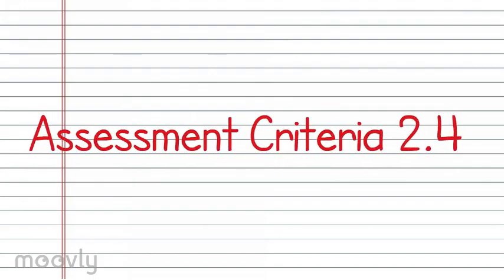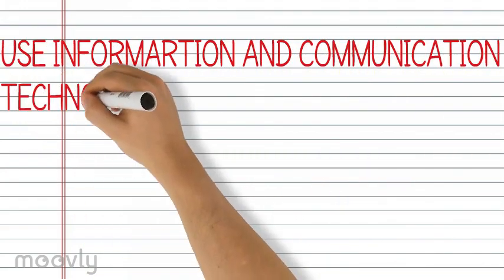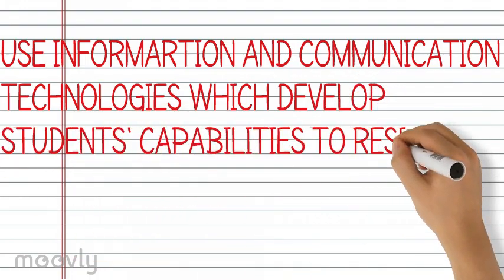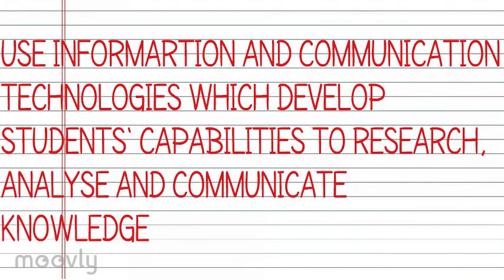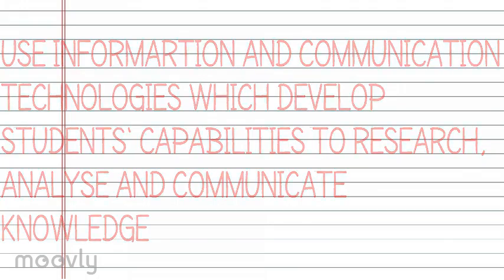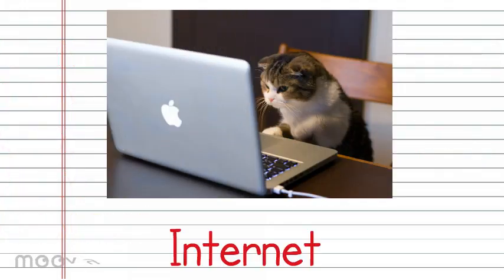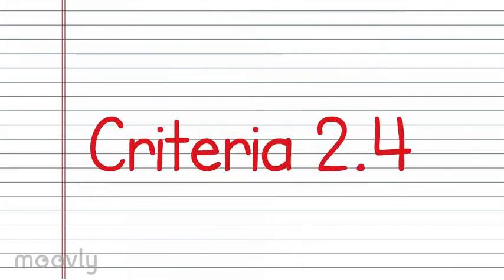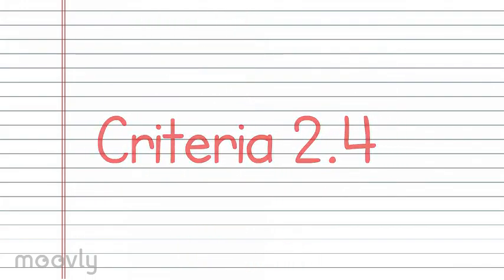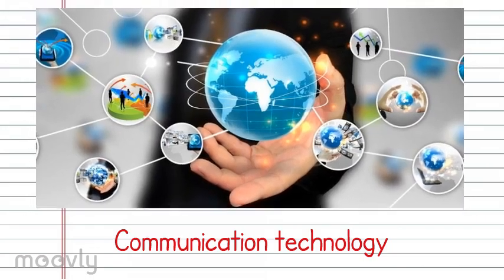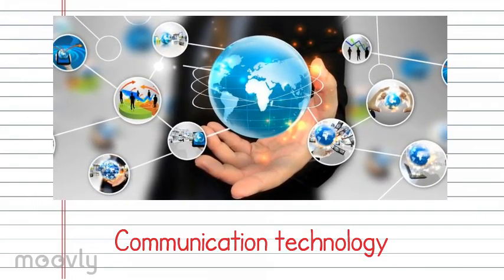The last assessment criteria is criteria 2.4, which is to use information and communication technologies which develop students' capabilities to research, analyze, and communicate knowledge. As mentioned earlier, students were required to use the internet to conduct their research. This corresponds to criteria 2.4, which is to use information and communication technology for their own learning.